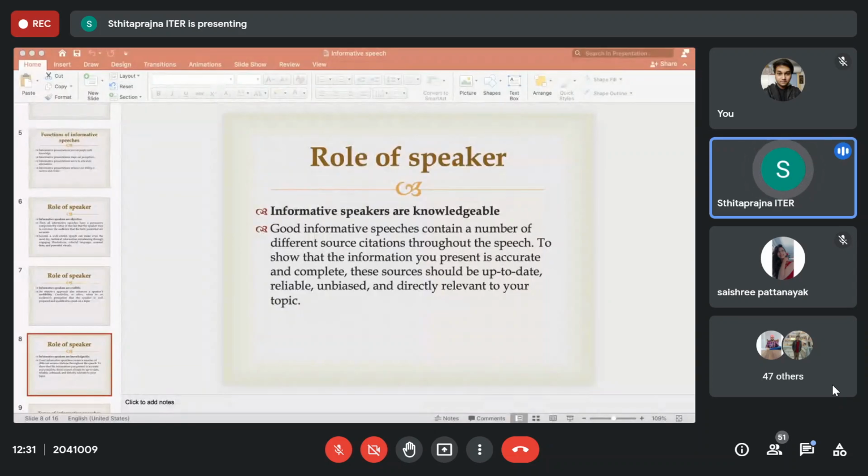You simply can't lift things only from Wikipedia. Don't do this. That's detrimental. To show that the information you present is accurate and complete, remember that these sources should be up to date, reliable, unbiased, and directly relevant to your topic.